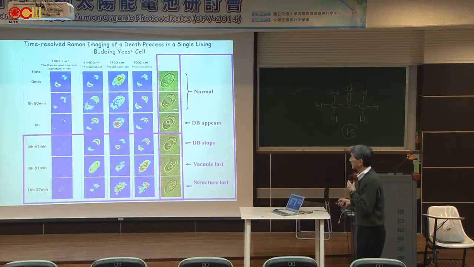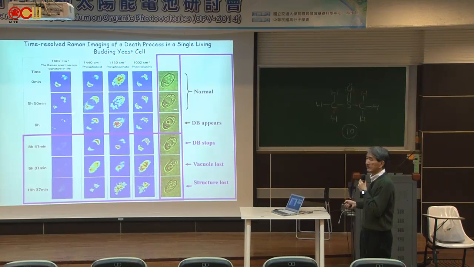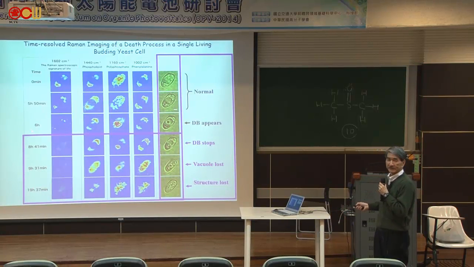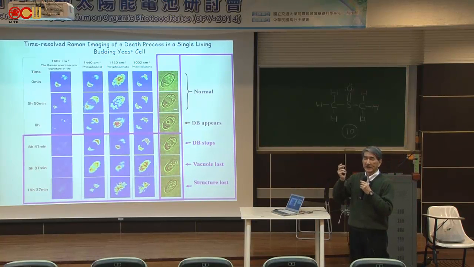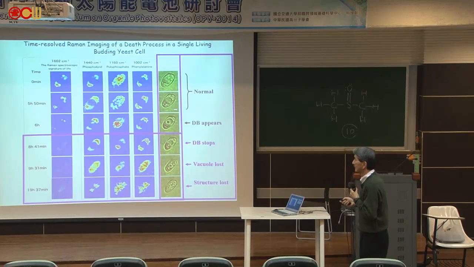By the way, it is really interesting. If you give some nutrients at this point, then it comes back. Then you have the 1602 wave number band recovered, and the dancing body disappears. So here, it's a reverse process. But if you go here, it's not a reverse process. So at the living cell level, you have some state between the living state and the dying state somehow. We never have that in the body, but it can happen at the cell level.